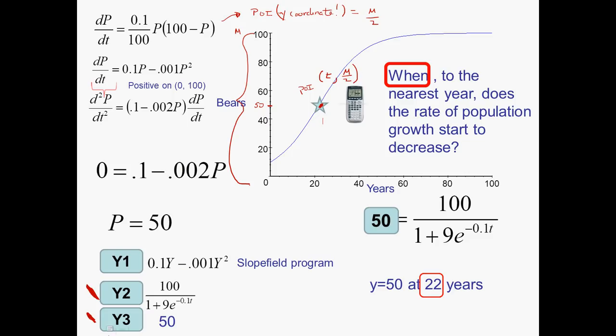Oftentimes, at least in the past couple of years, AP does ask this question, but they ask for the when. When is the carrying capacity at its greatest? When does the rate of growth start to slow? Various different ways of asking that. You don't really have to do any math if you remember that the y coordinate of POI is always the carrying capacity over 2 as long as you have this logistic growth model.